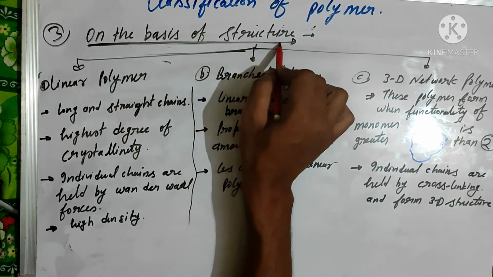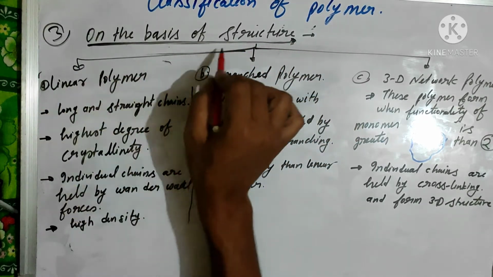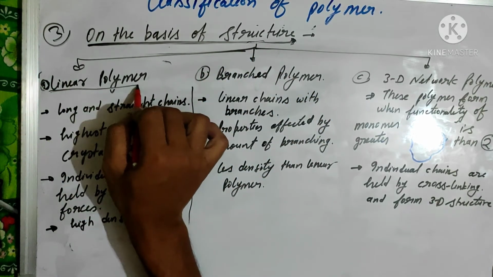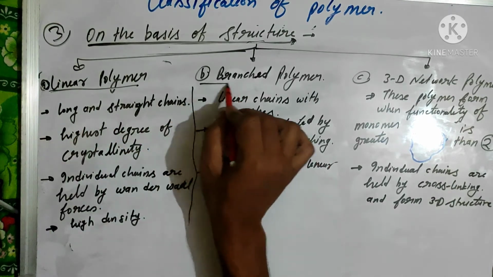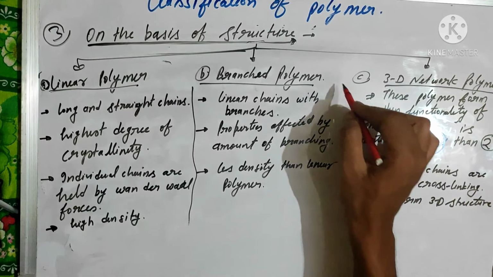Classification of polymer on the basis of structure. The polymers are categorized into three types on the basis of structure. First is linear polymer. Second is branched polymer. Third is 3D network or cross-linked polymer.